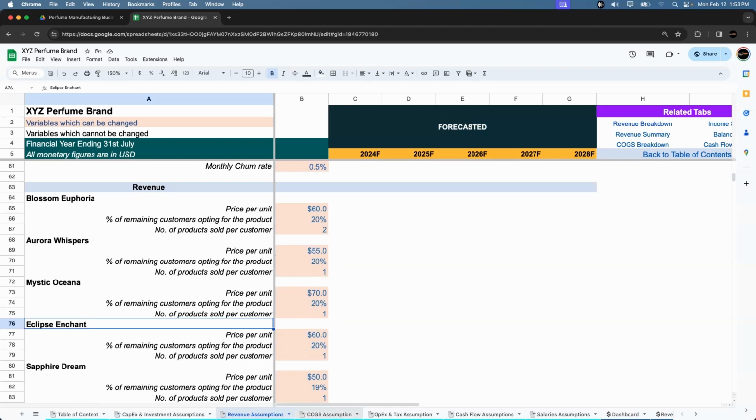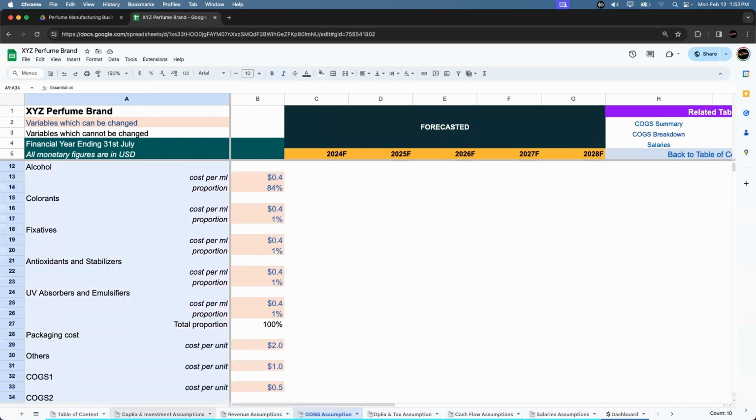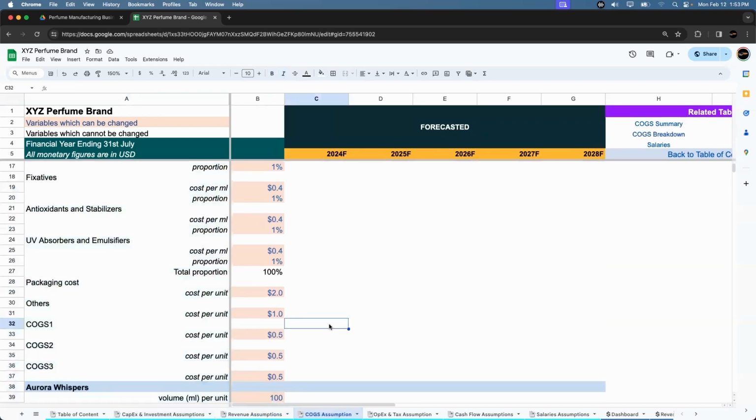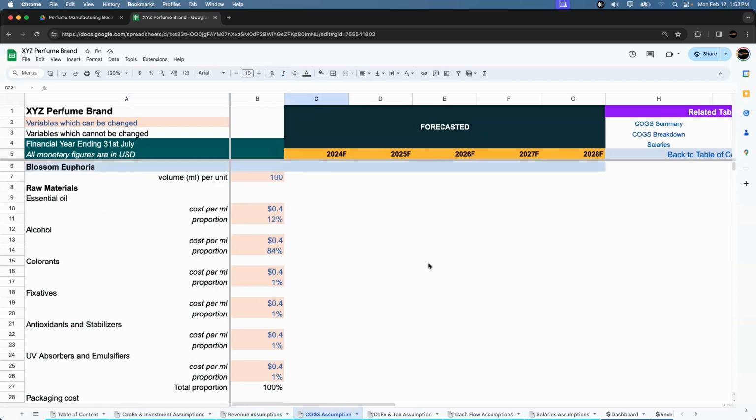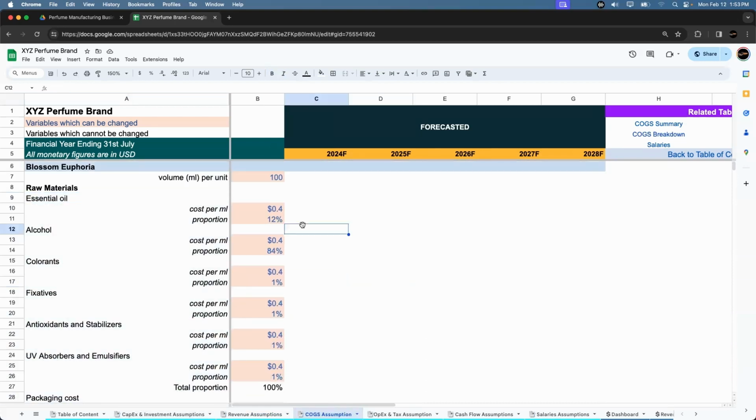So after that, we have the COGS assumption. For COGS assumption, we have certain stuff in here. For example, if you are manufacturing the product, you will have to rely on multiple COGS items. But if you are, let's say, just buying the product and selling it through your e-commerce site, then you won't have to deal with a lot of items. For example, if you have a perfume brand, then you need to spend on essential oil, alcohol, colorants, fixatives in order to produce this.